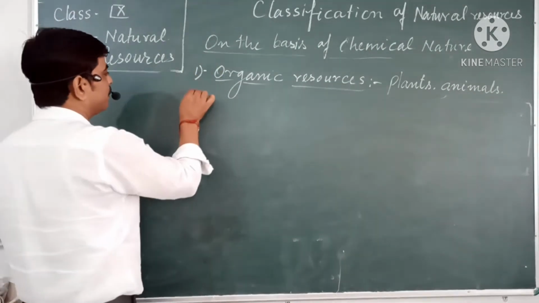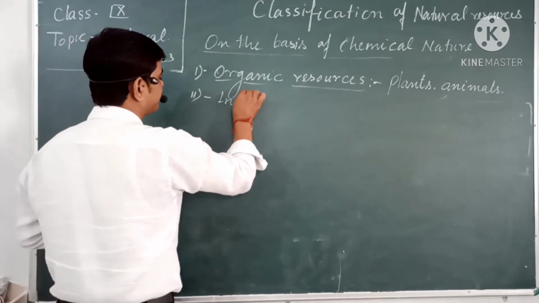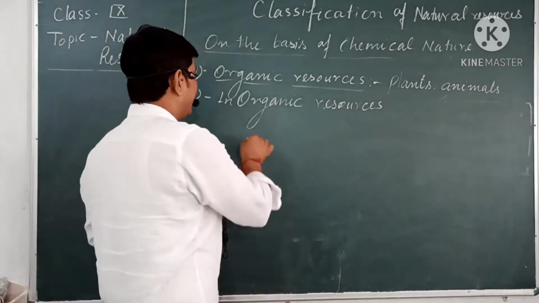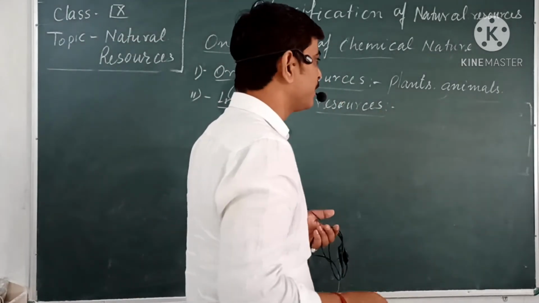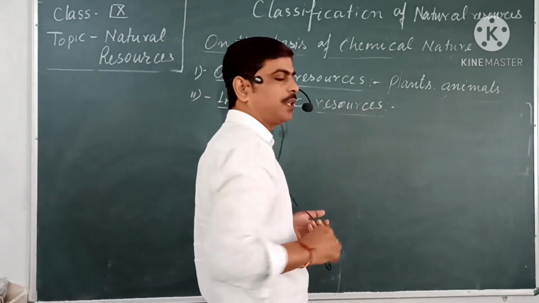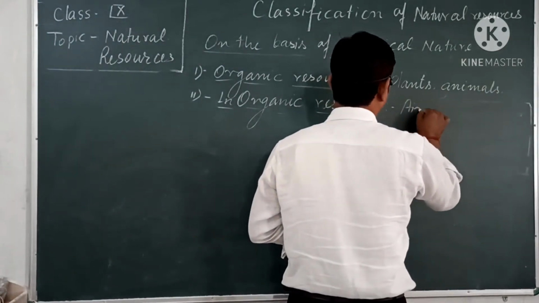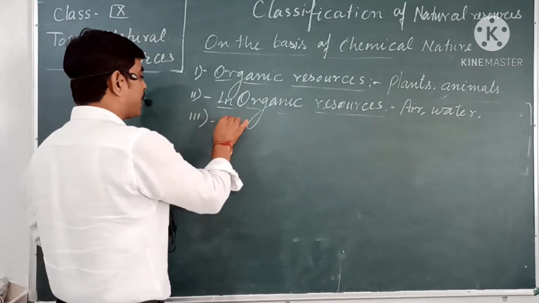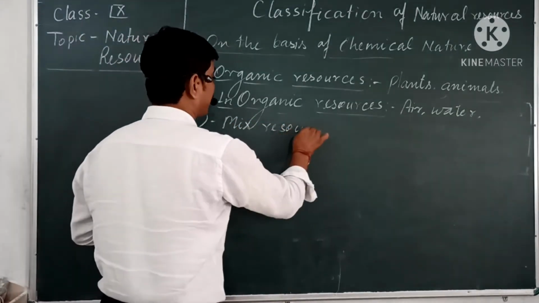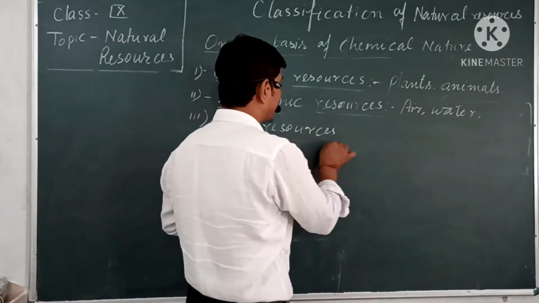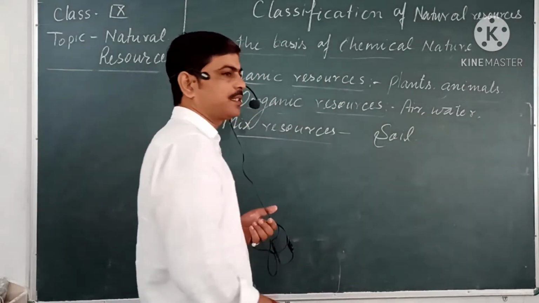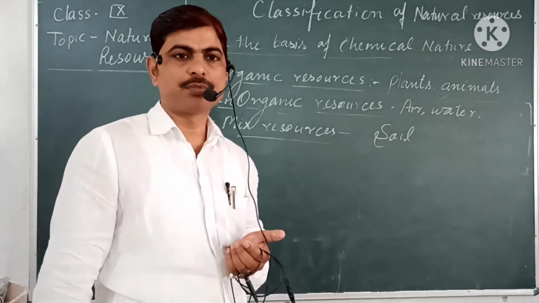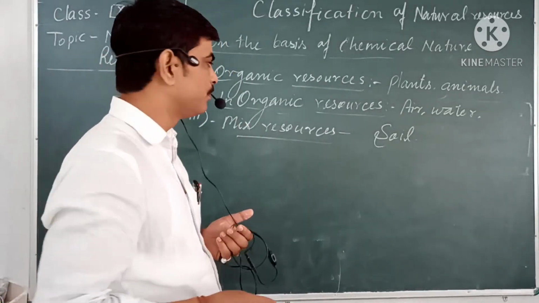The second category is inorganic resources, and these inorganic resources mean chemical resources, those that do not have living components in them, like air, water, sunlight, etc. Okay, and some resources have the property of both organic as well as inorganic. Like you can take the example of soil here. Soil has living components that indicate remains of dead plants and animals, as well as minerals in it. So it will come under the category of mixed resources.